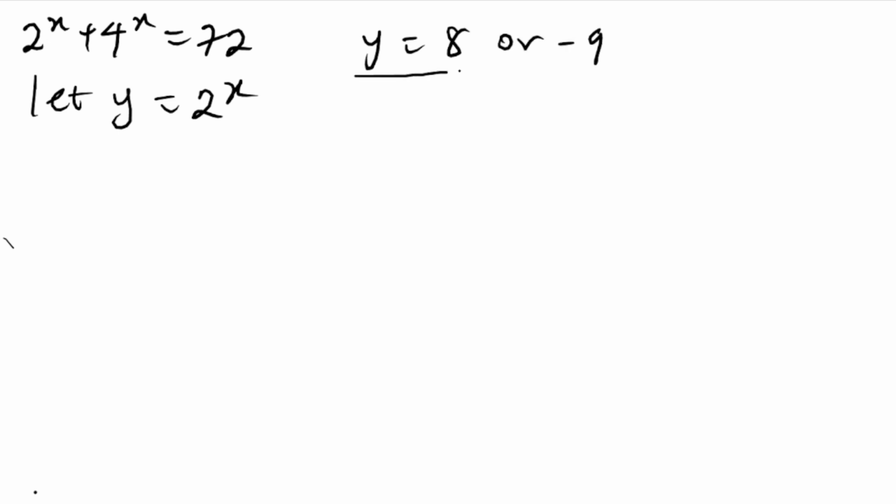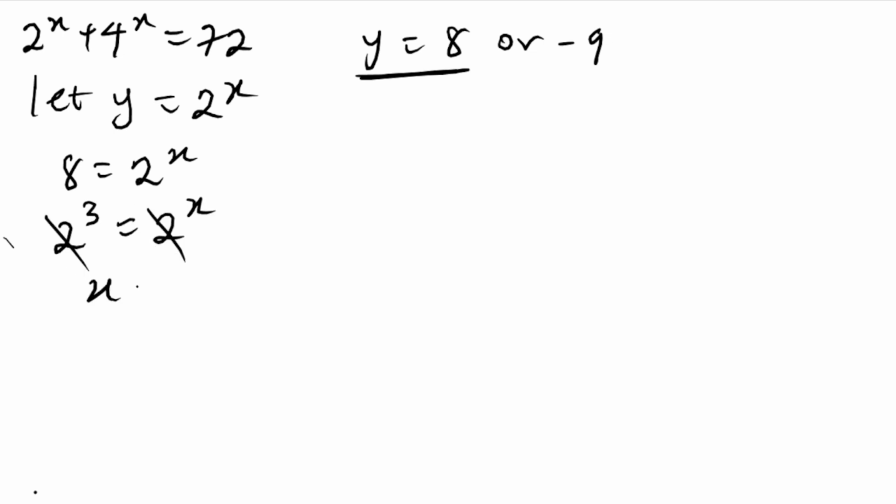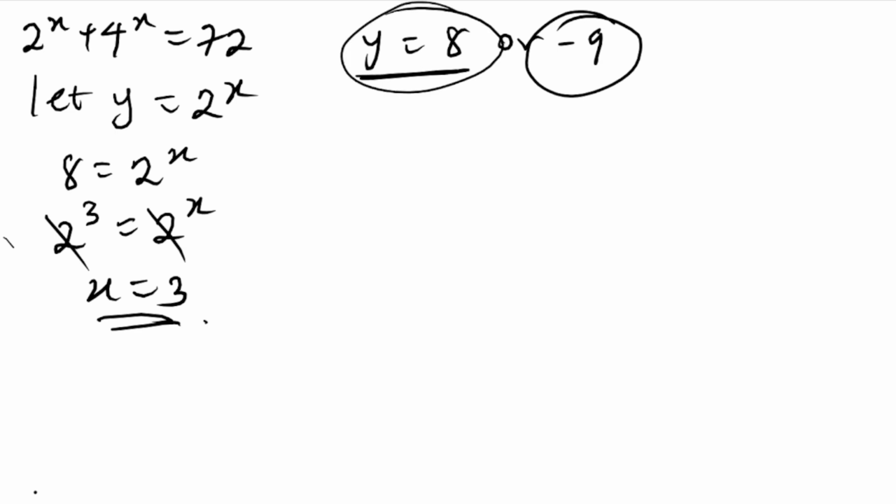Now when y is equal to 8, this should be 8 being equal to 2 raised to the power of x. That is 2 raised to the power of 3 being equal to 2 raised to the power of x. So 2 can cancel 2, then we have x equal to 3. Now, this is the answer to this question. We are not making use of minus 9 because we are not making use of negative values. So we are making use of non-negative values, which is 8.